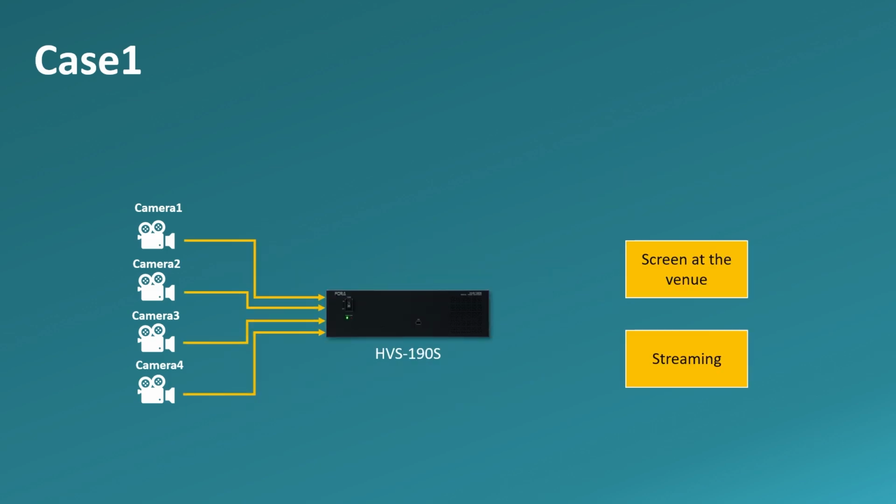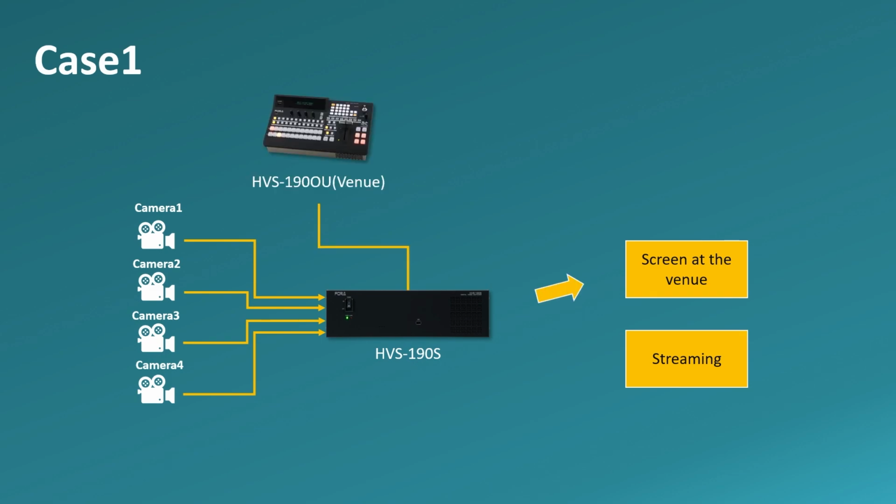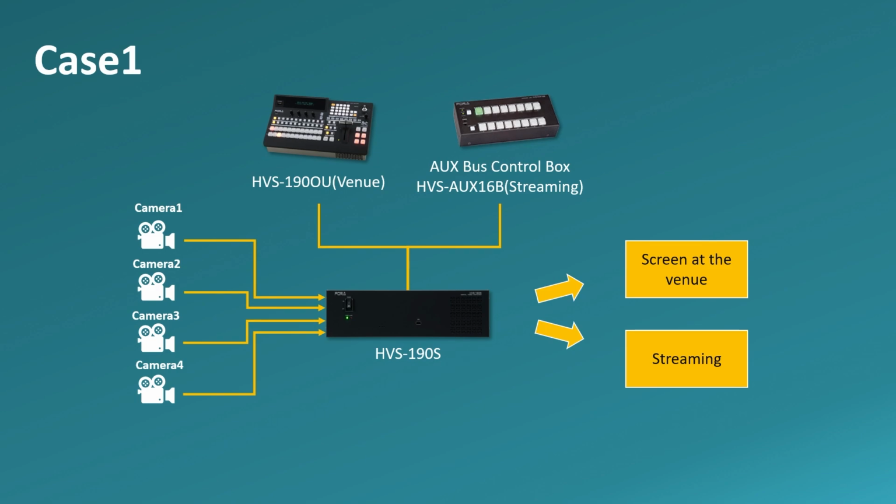With the HVS-190, you can operate with only one switcher, using the HVS-190OU to transmit to the venue, and the auxiliary unit for streaming. Also, there is no need for a matrix system with only one switcher.